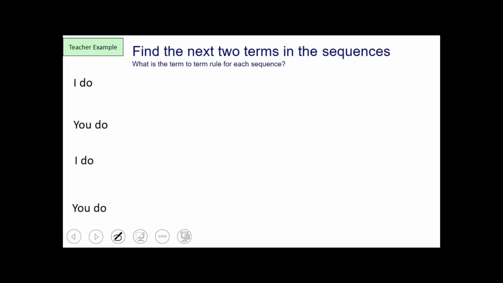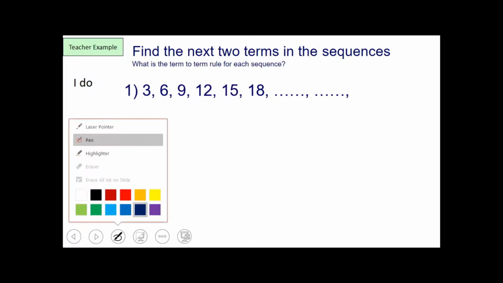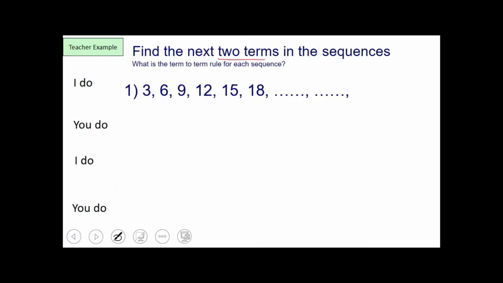Now we've got something else up here. It says, find the next two terms in the sequences. So we need to make sure we understand what's actually happening up here. The question says, find the next two terms. It's extremely important that we follow what the question says. So the next two terms. If you don't get these two terms right, or even if you get one of them incorrect, the chances are you probably won't get any marks because these are normally one mark questions.